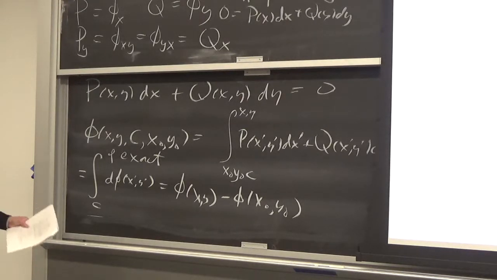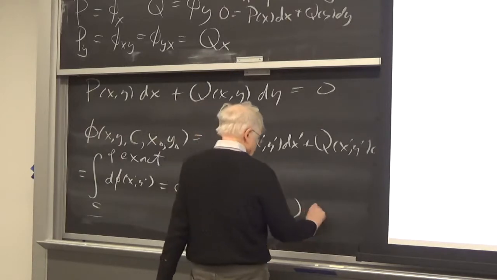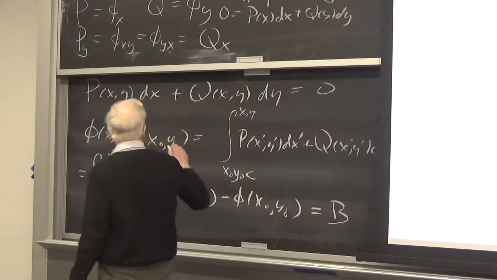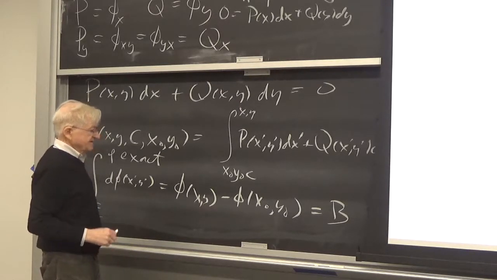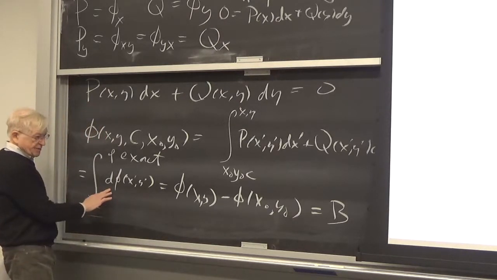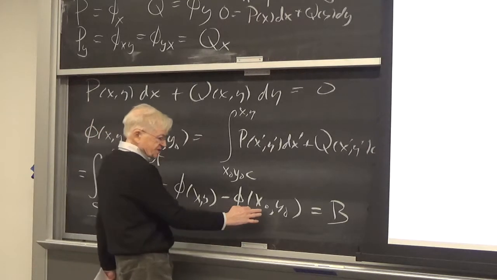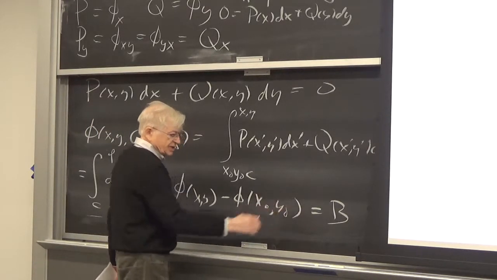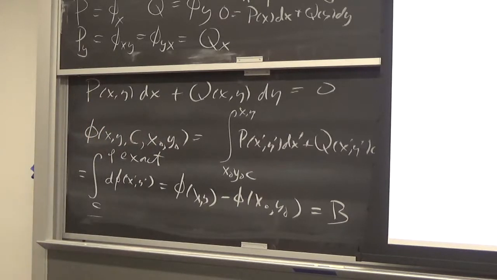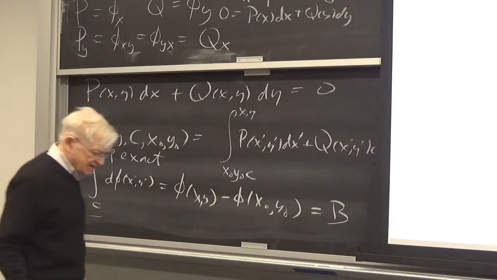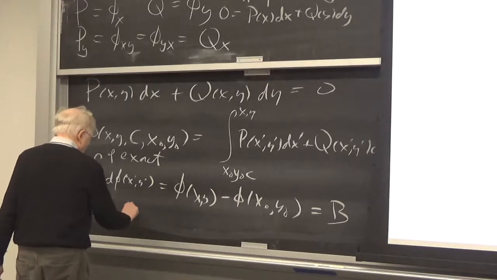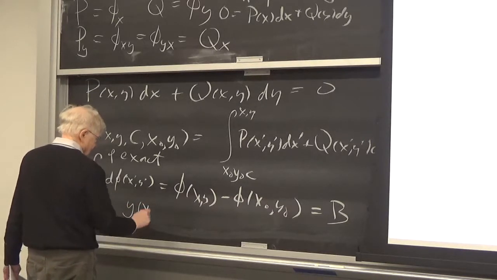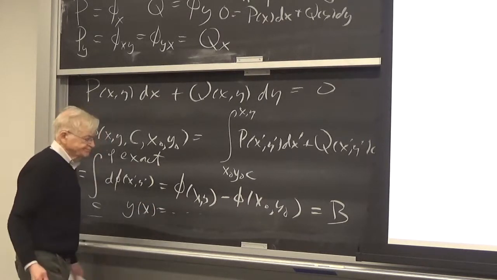And once you have that, you set it equal to a constant b, because the equation was that d phi is 0. If d phi is 0, then phi of x,y is equal to phi of x0, y0 plus some constant b. Then you have an equation involving x and y and some constants, and you can find y of x equals whatever.